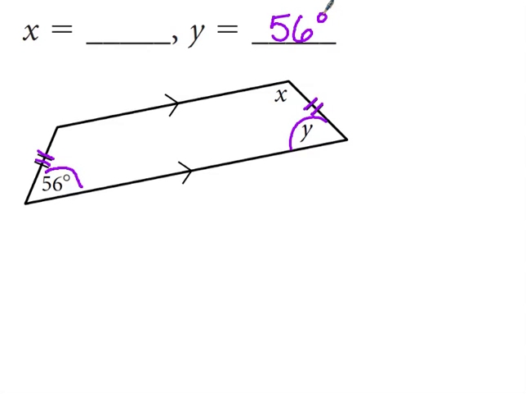Okay. Now what can you tell me about this angle and this angle? They're supplementary. Those are those consecutive angles. Supplementary angles add to 180. So I need to just take 180 minus 56, and that will give me what x is. What does x have to be? 124. So that's the thought process you're going to probably need to go through when you solve some of these.